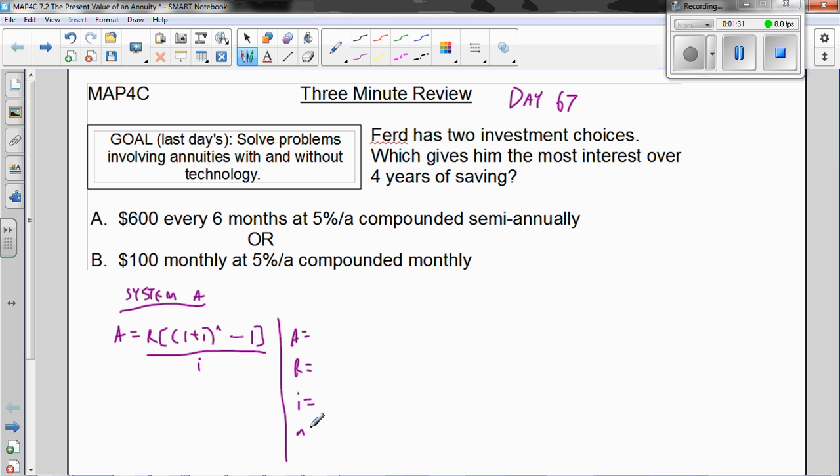We could use the graphing calculator, but we'll get to the graphing calculator again later. Okay, so what do we got? For the first one, A, the amount at the end is what we want to find, so we can find the interest. The regular payment is $600. The interest was 5% a year, but compounded semi-annually, so that's 0.025. N was 4 years, but twice a year, 8 payments, and I can bash that into a calculator.